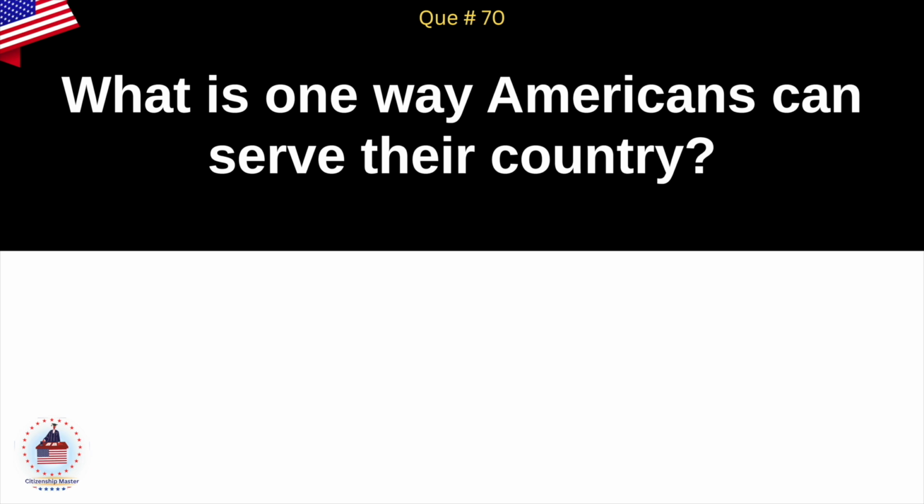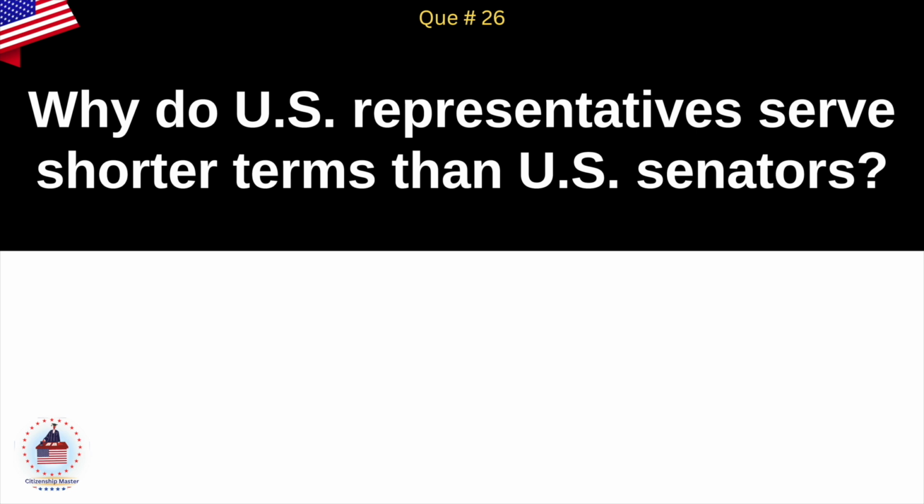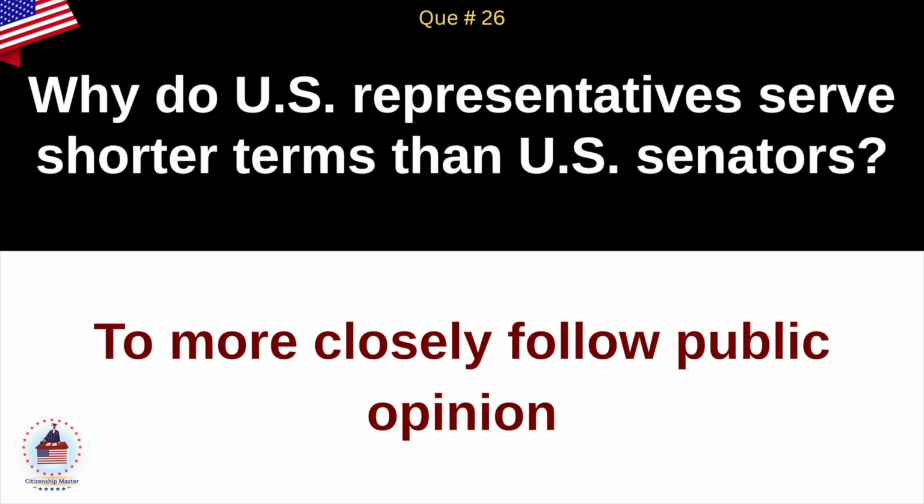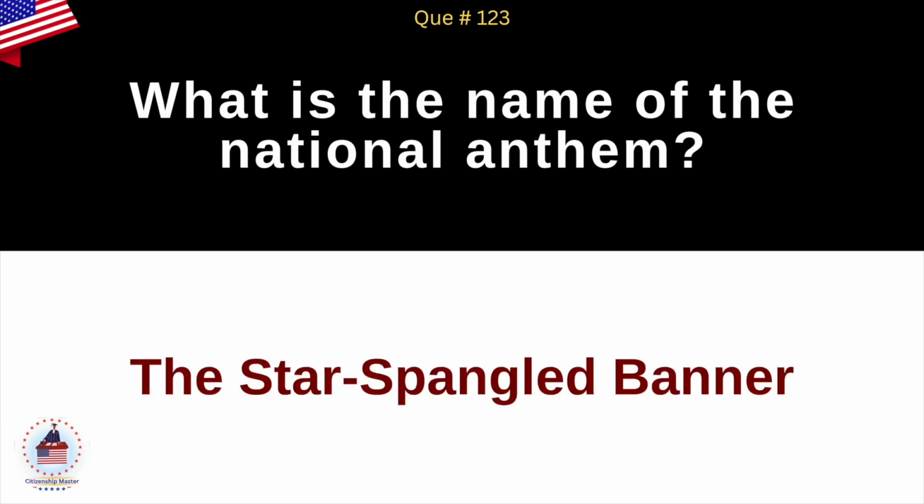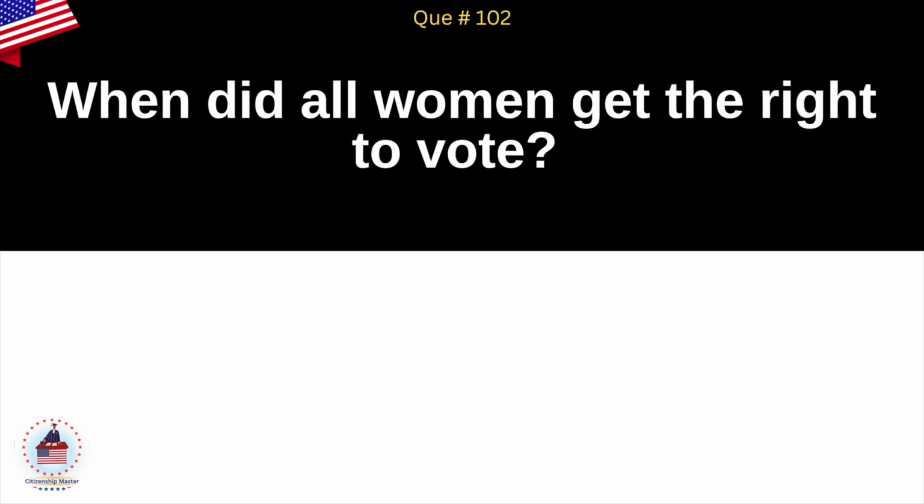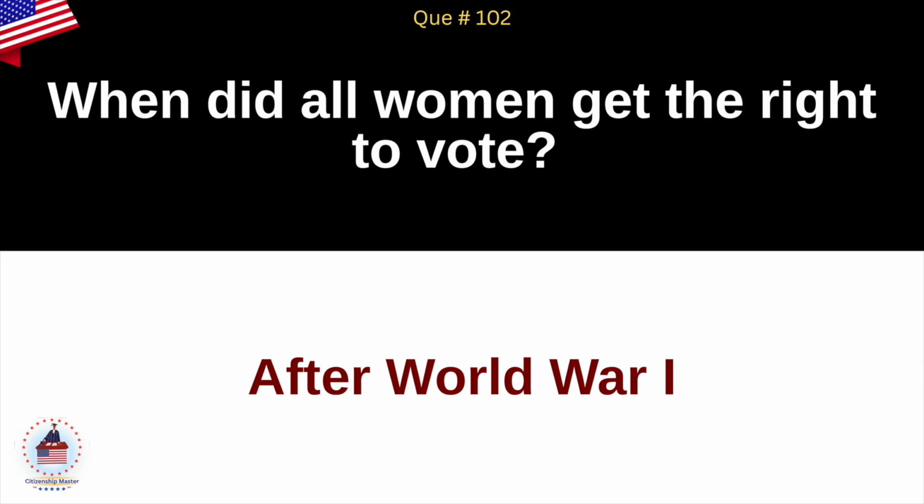What is one way Americans can serve their country? Vote. Why do U.S. representatives serve shorter terms than U.S. senators? To more closely follow public opinion. What is the name of the national anthem? The Star-Spangled Banner. When did all women get the right to vote? After World War I.